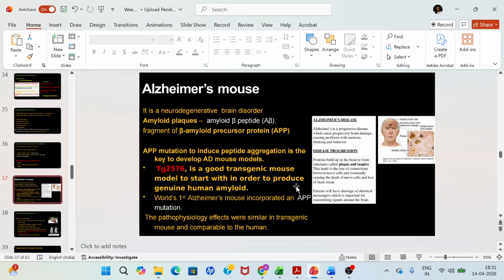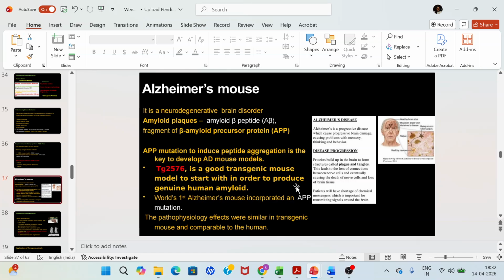Okay. Now the Alzheimer's mouse. Alzheimer's is one of the most prevalent brain diseases in India. So to test what kind of effect this disease causes on the brain or what kind of treatment can work on humans, these Alzheimer mouse models are prepared. It is a neurodegenerative brain disorder: amyloid plaques, fragments of beta amyloid precursor proteins, APP mutation to induce peptide aggregation, the key to develop Alzheimer mouse models.